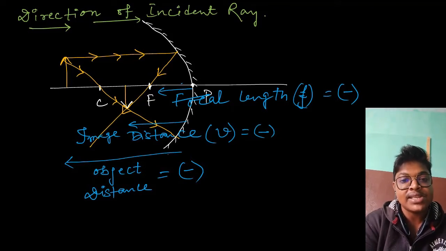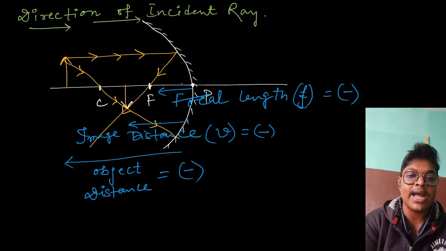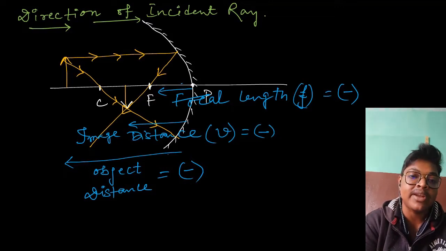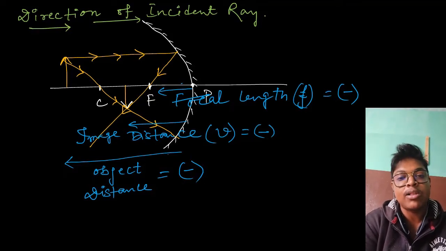If you are measuring the distance in the same direction of the incident ray, then in that case the distance should be positive. If you are measuring the distance in the opposite direction of the incident ray, then the distance should be negative. To measure the object distance, the image distance and the focal length, every time we have to travel in the left direction from the pole. That's why I'm taking all of the distances to be negative.